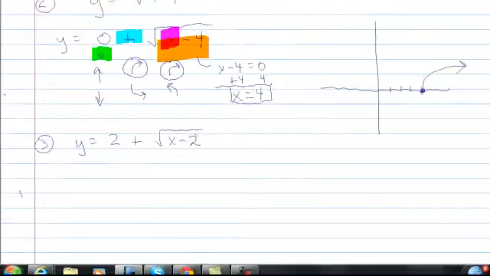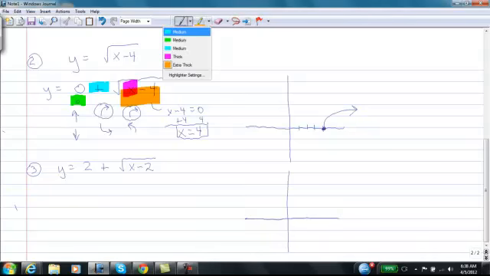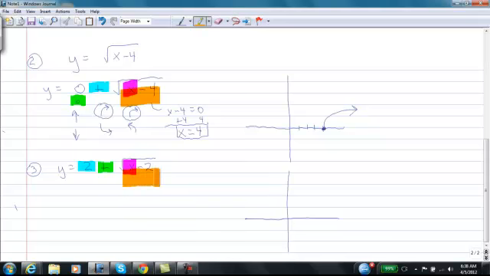Let's try number 3. Y equals 2 plus square root x minus 2. Okay, again, draw our graph and go through the parts. We'll highlight them on the outside, the positive, the x on the inside, and last we need to know what makes it 0.